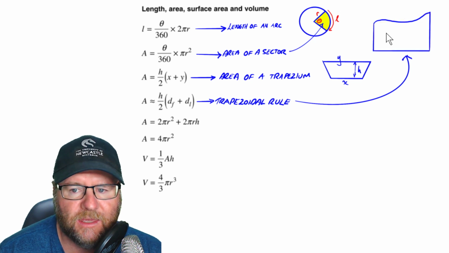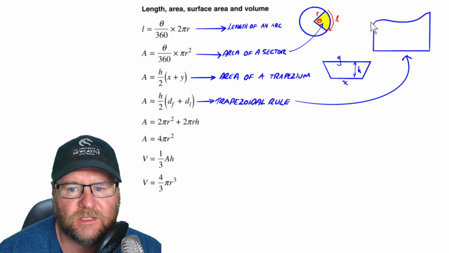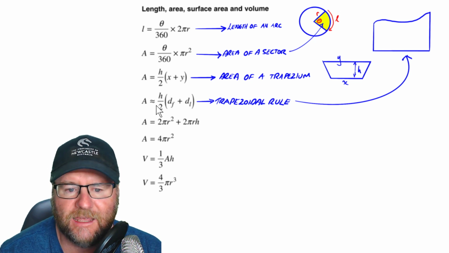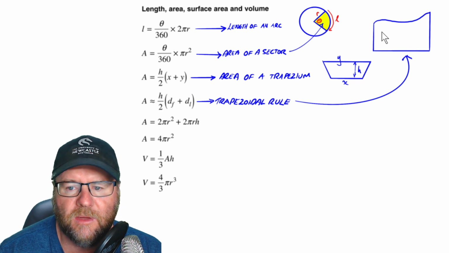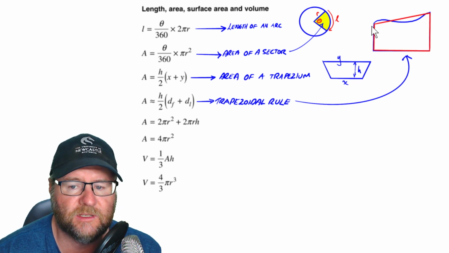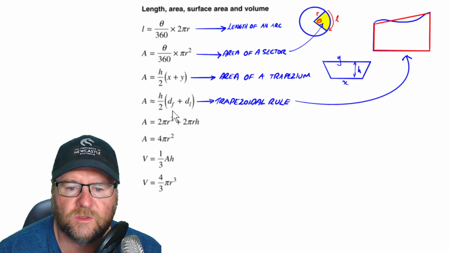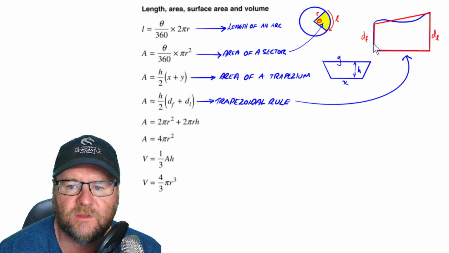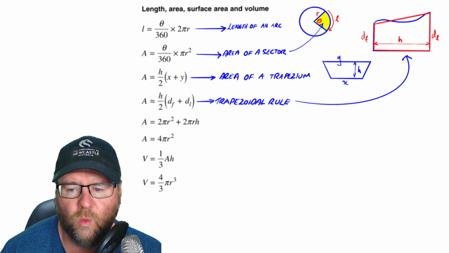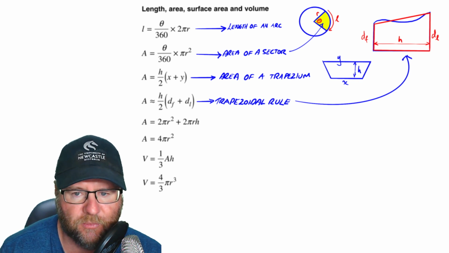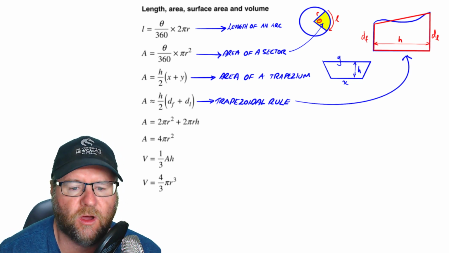I've got a shape here that doesn't have a straight edge. It's got a curved edge, so I can't get it exactly. Hence the approximate sign here. But if I make a trapezium in there that approximates this shape, then I can apply this rule to it. My DF and my DL stand for the distance of the first side and the distance of the last side, and the H is the distance between them. I can just plug those in. Now, you might be asked to use the trapezoidal rule more than once, so you're just going to repeat that process for each strip or each column.